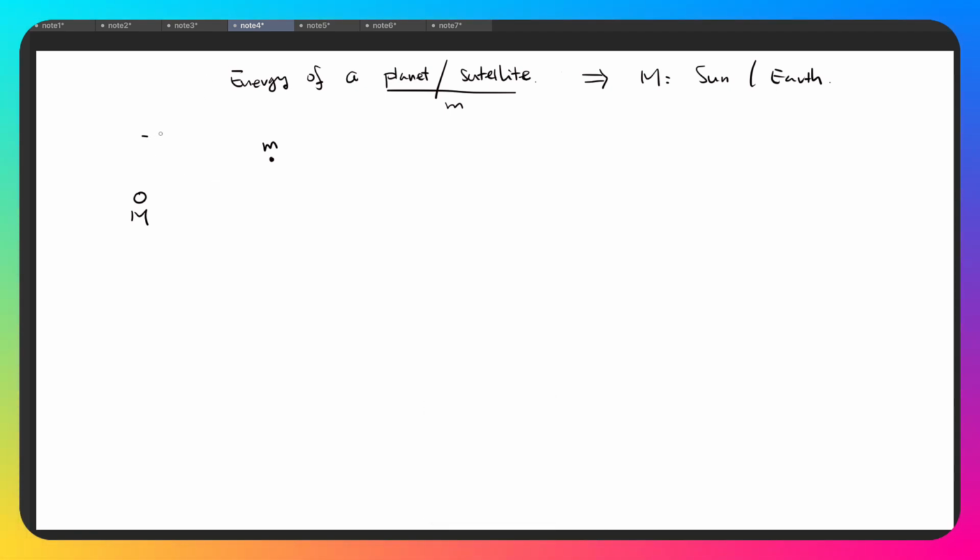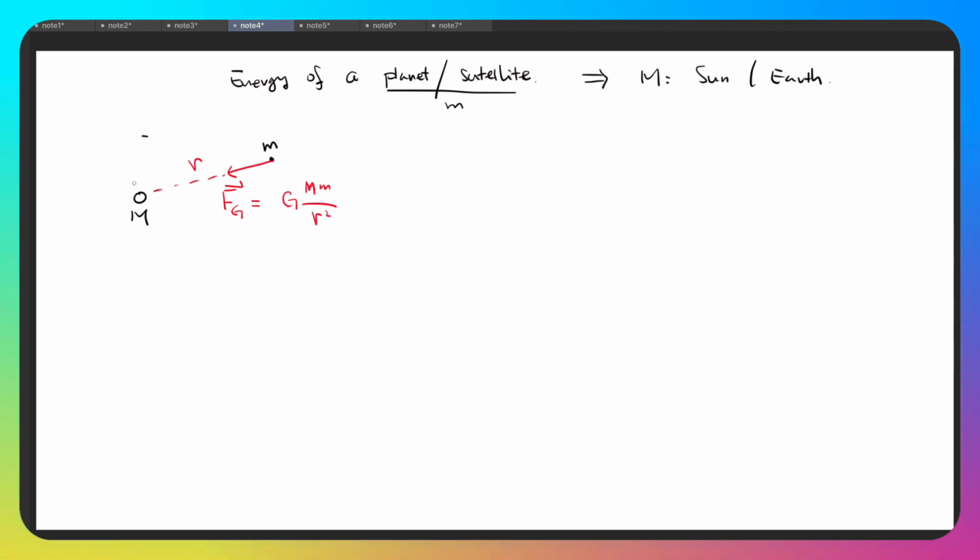Okay, so now let's draw the force acting on this little m. The force Fg, remember, equals G M m over r squared. r is the distance between little m and big M. Now I want to rewrite this in vector form.